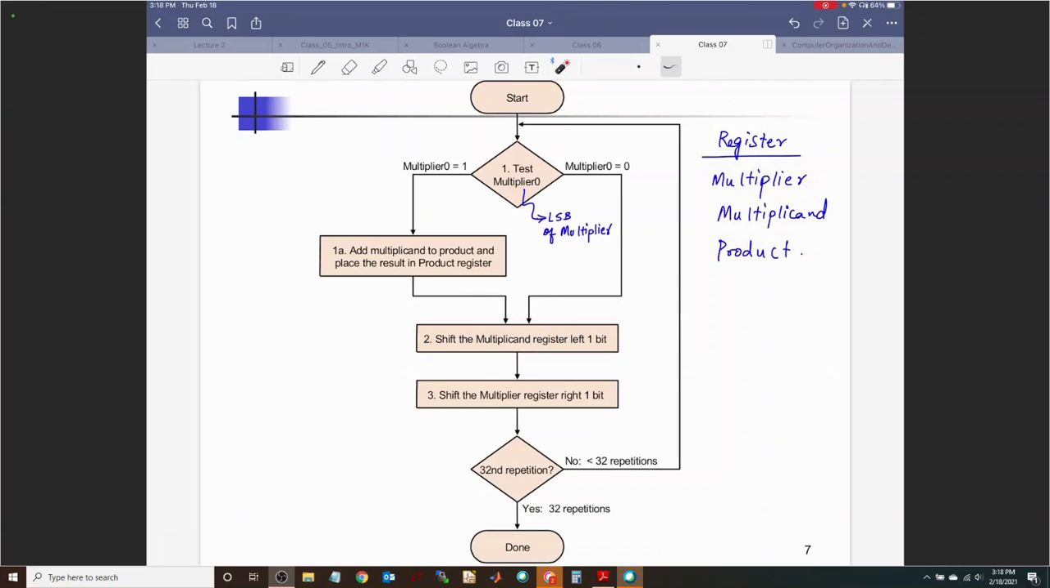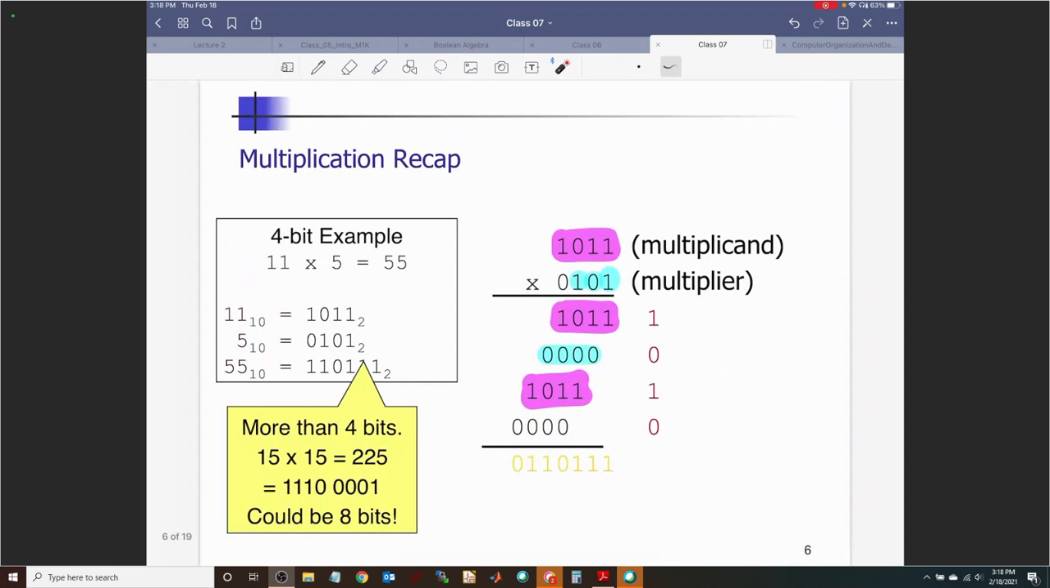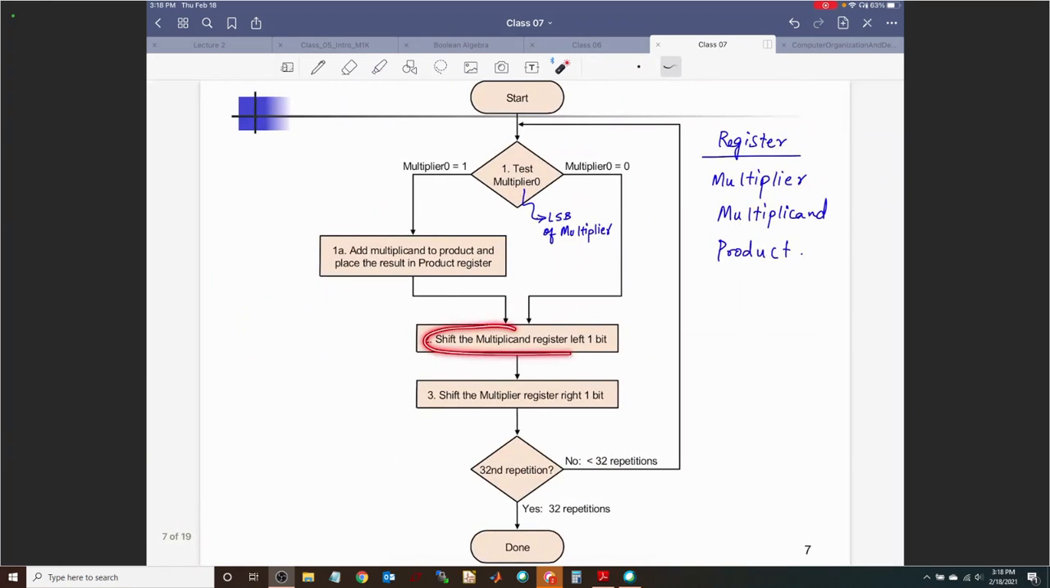All right, so what next? If it is 0, I don't need to do any addition, which I would need to do if that multiplier least significant bit would have been 1. But in any case, the next thing that I will do is shift the multiplicand register left by 1. Why am I doing that? Because no matter whether I multiply with a 1 or a 0, I move left 1 bit. That's what I'm doing here. Shift the multiplicand register left by 1 bit.